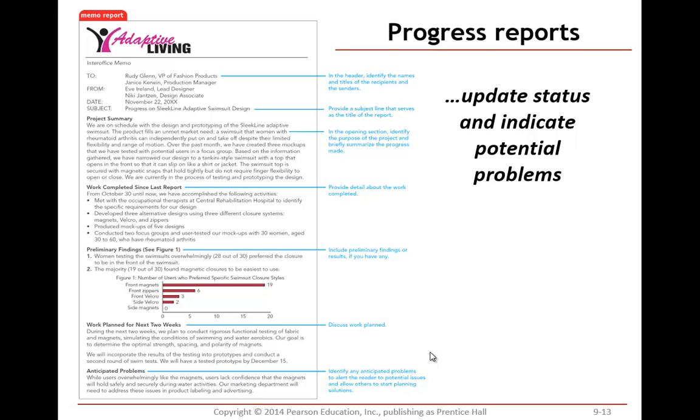In Figure 9.5, the illustration is a progress report written by a team of designers who work for Adaptive Living, a company that designs and sells products to help people with disabilities function independently. The team is designing a swimsuit for women with conditions such as rheumatoid arthritis that severely limit their range of motion. The team has been working on this project for several months and needs to answer 2 questions. How is the project progressing, and when will a tested prototype be complete? The figure's annotations provide advice about how to write a report in memo form and organize a progress report.